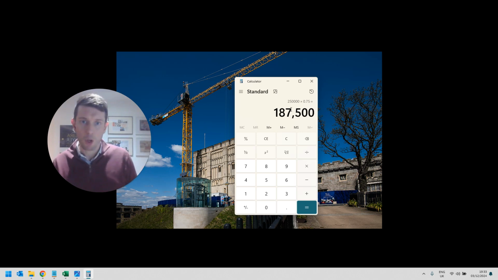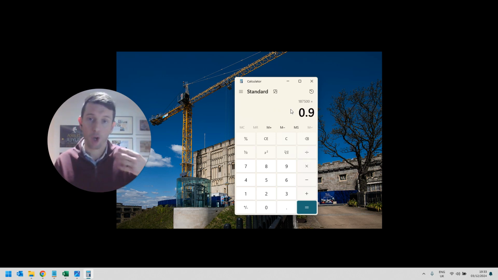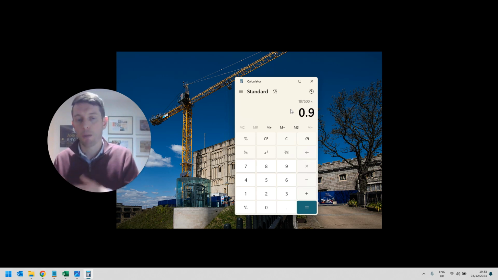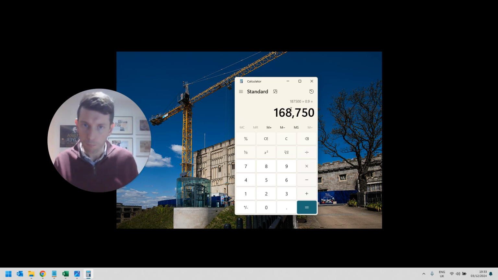The next bit we do is we times that by 0.9, and the reason is that's going to take off 10% for costs. Those 10% could be your legal costs for buying the property, it could be the stamp duty to get into it, it could be your finance costs. But the idea is we're working this out from the top value rather than the lower value to try and include all that roughly within that figure. So now that leaves us with £168,750.